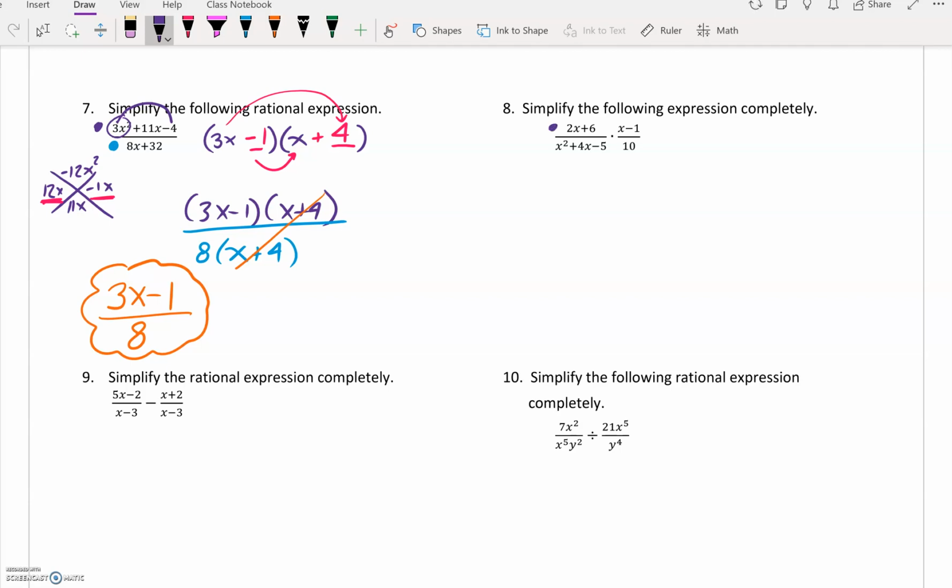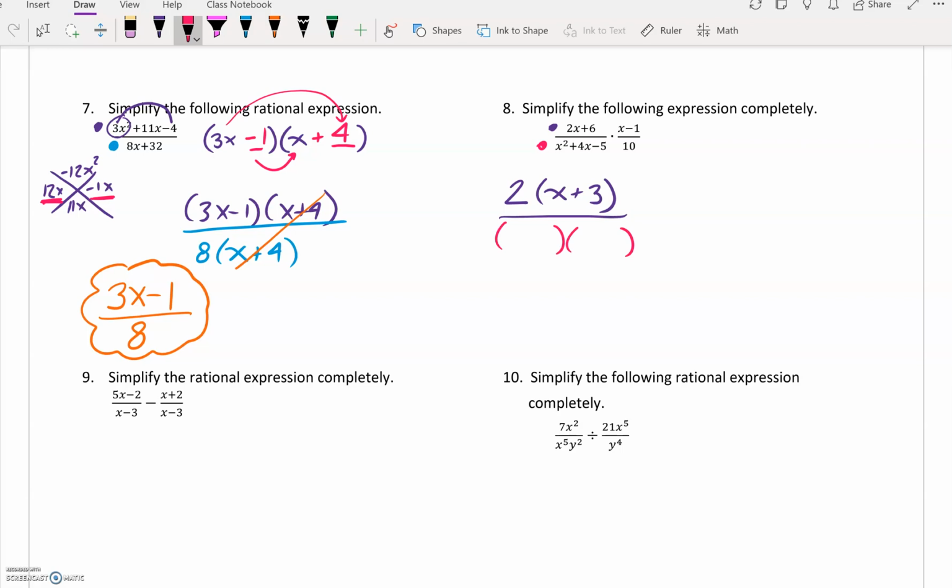Okay, so starting with this numerator, 2x plus 6, these have a GCF of 2. So I'm going to pull a 2 or divide a 2 out of each term and come up with 2 times the quantity of x plus 3. All right, now on to the bottom fraction. Choose a new color, x squared plus 4x minus 5. If you would like a factor x to help you, by all means, use it.